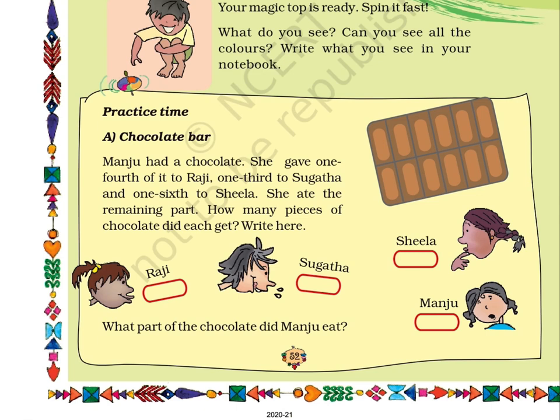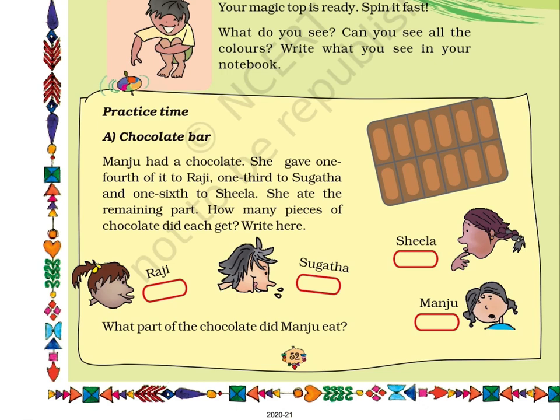Practice time. A. Chocolate bar. Manju had a chocolate. She gave 1/4 of it to Raji, 1/3 to Sugatha, and 1/6 to Sheila. She ate the remaining part. How many pieces of chocolate did each get?